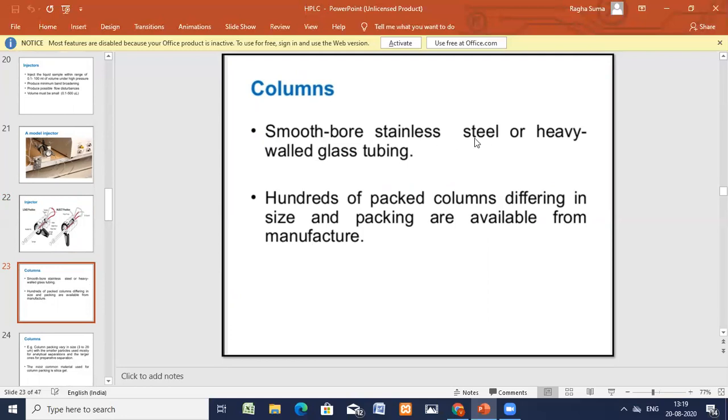Smooth bore stainless steel or heavy walled glass tubing can be used. Hundreds of packed columns differing in size and packing are available from the manufacturer. So this type of columns are used.